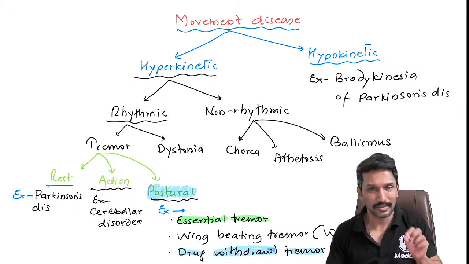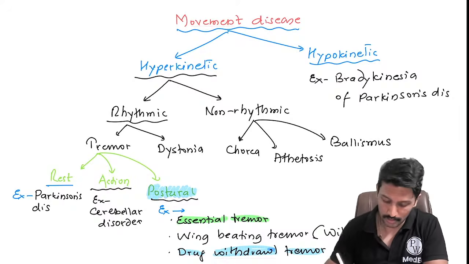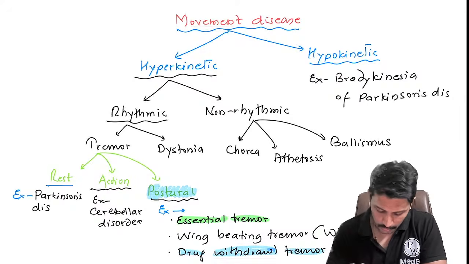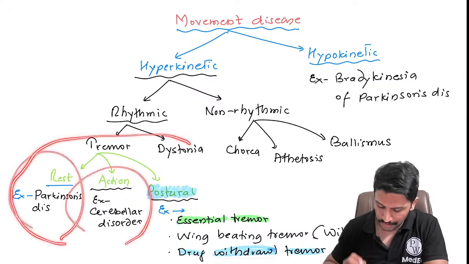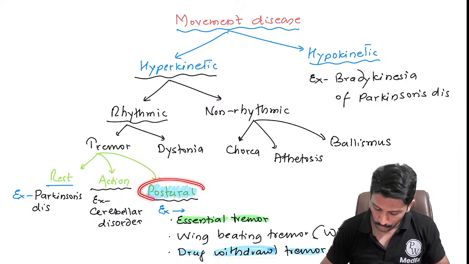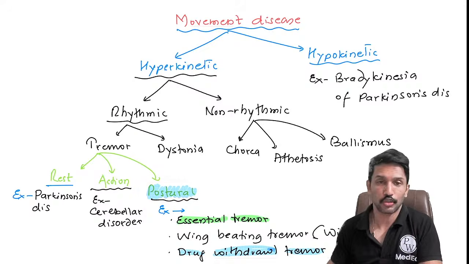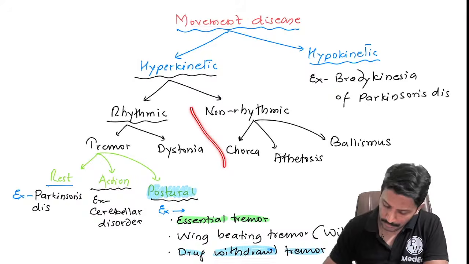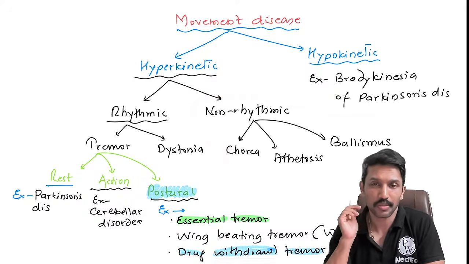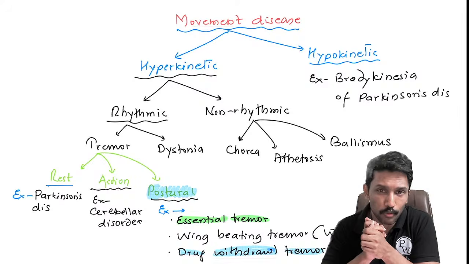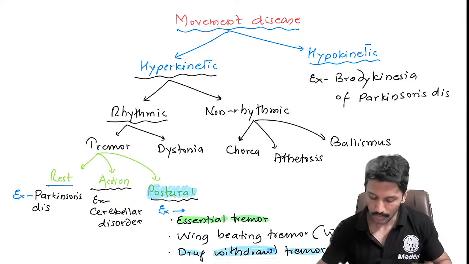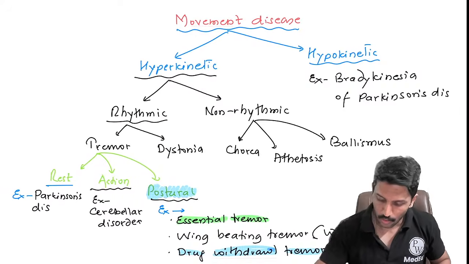Okay, so this is about the classification of movement disorders. What MCQs are we expecting? Where do you get rest tremor? Where do you get action tremor? And most importantly, which of the following tremors is postural tremor? With respect to non-rhythmic movement disorders, mostly they will ask you the site of lesion or identification of that non-rhythmic movement disorder from the symptoms or the description of the movement disorder.